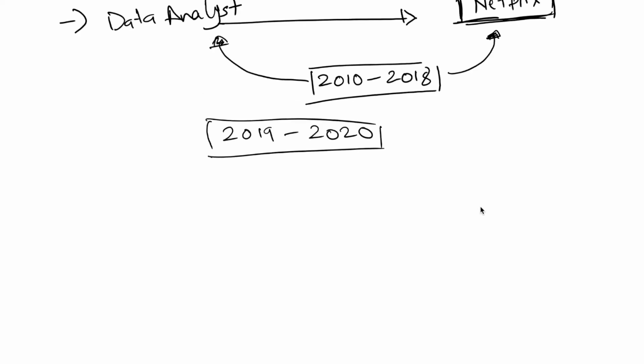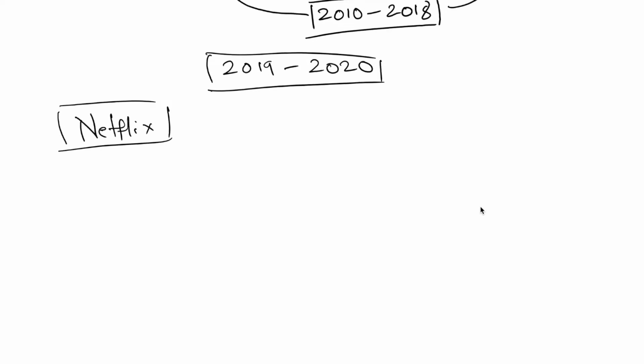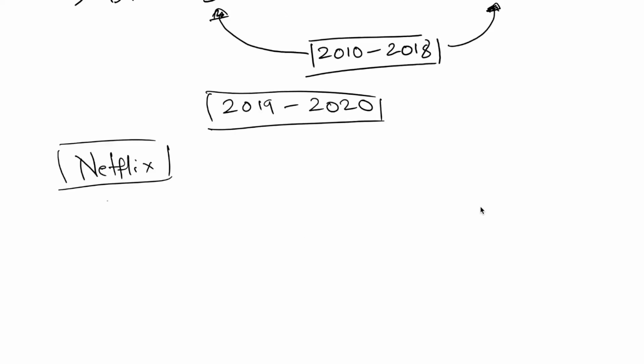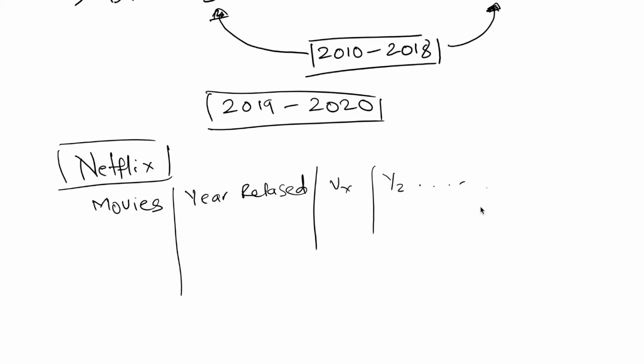Let me put Netflix here. Now, let's give an example that Netflix has movies, and let's say this is the year released, and then this is variable X, variable Y, and so on, with many other variables. Let's say Netflix has given you this data. This movie was released in 2012, then 2016, 2011, and so on.